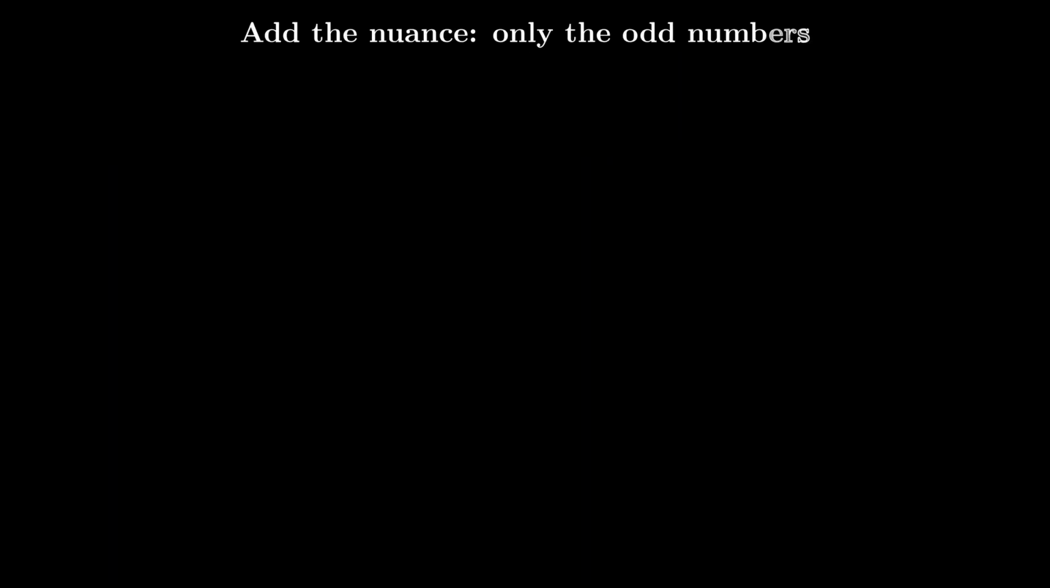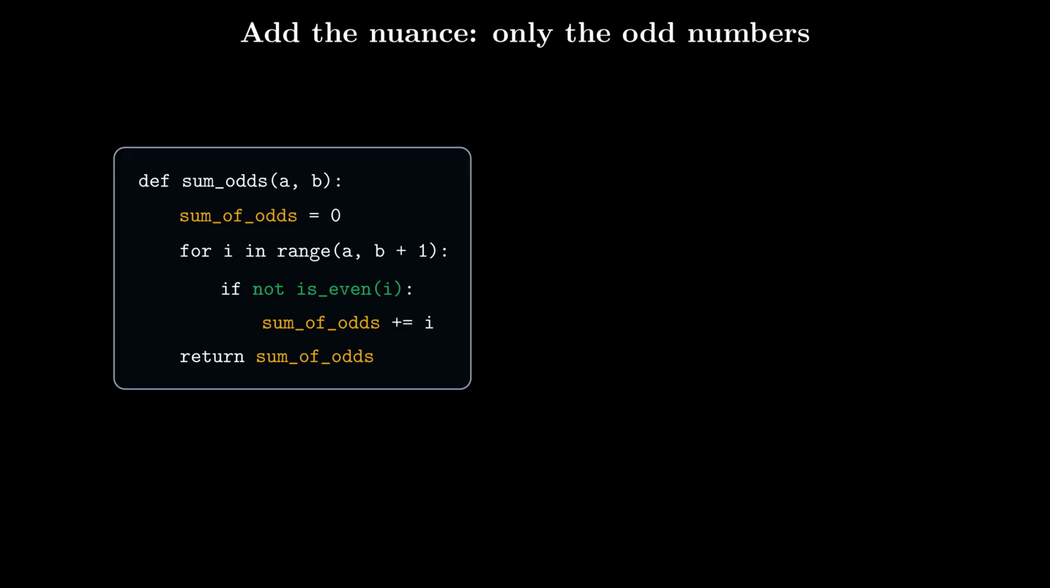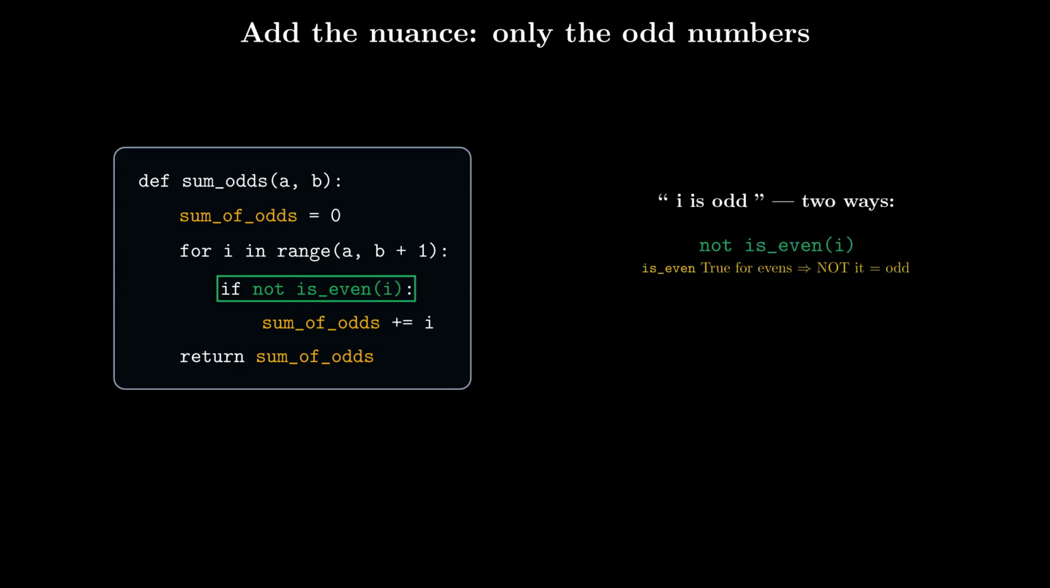Now the final twist, only the odd numbers. We add I to the total only when I is odd. There are 2 clean ways to say that. One reuses the function we already wrote: if not is even of I, because is even returns true for even numbers. Not is even is true exactly when I is odd.